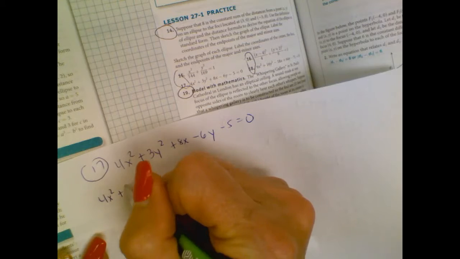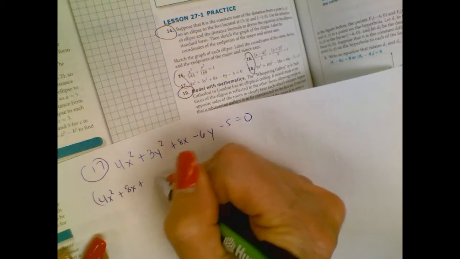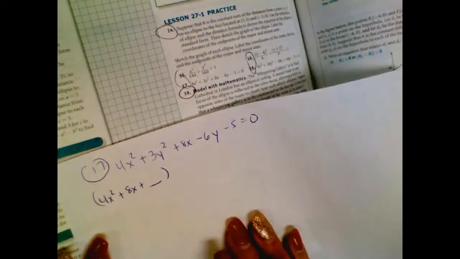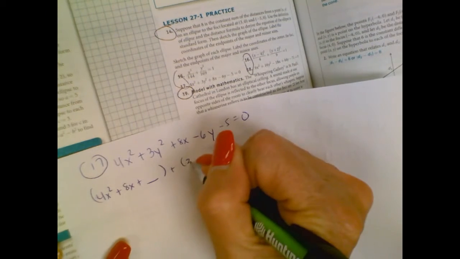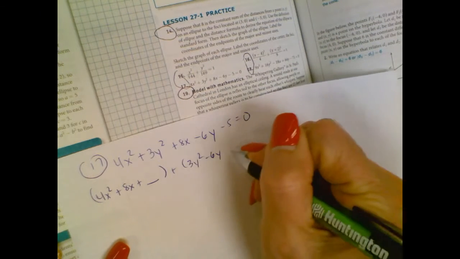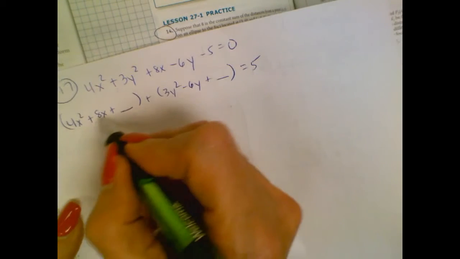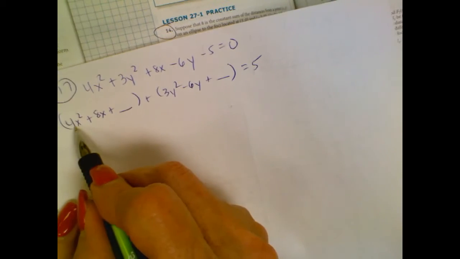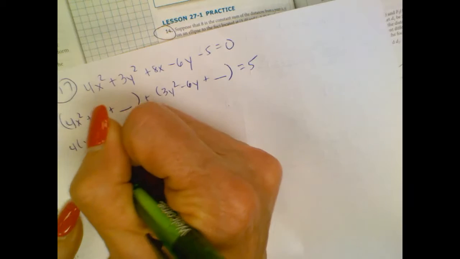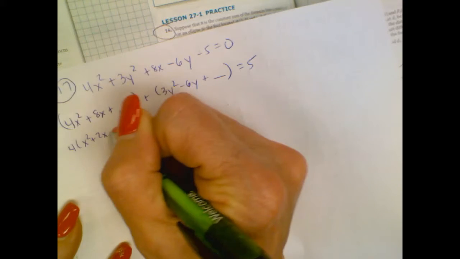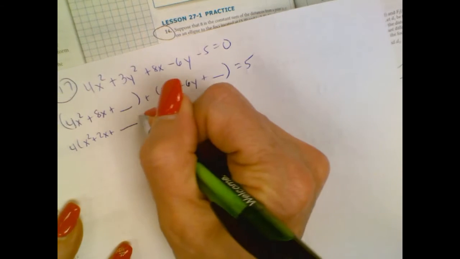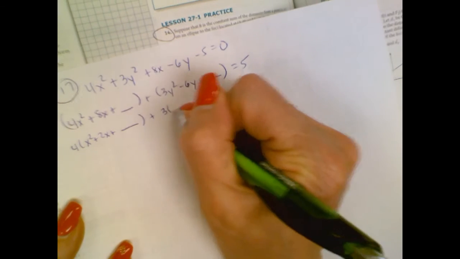So let's go ahead and group our x's. The x's don't seem to be that bad. It's those y's I'm a little bit nervous about. And then your y's, 3y squared minus 6y. And we're going to add 5 to the other side. Okay? So we need to take a GCF. You're not allowed to complete the square if there's a number bigger than 1, so let's factor out a 4. And let's factor out a 3.